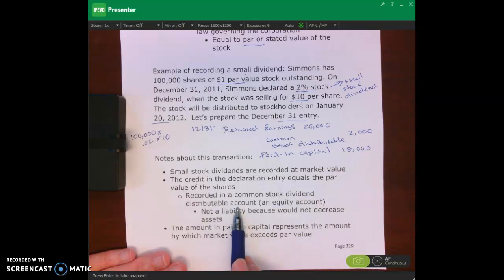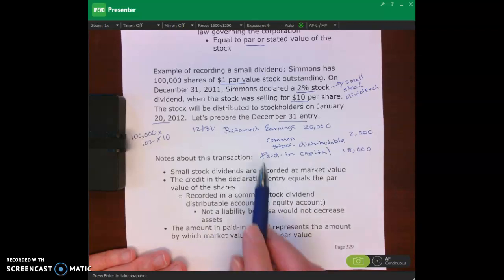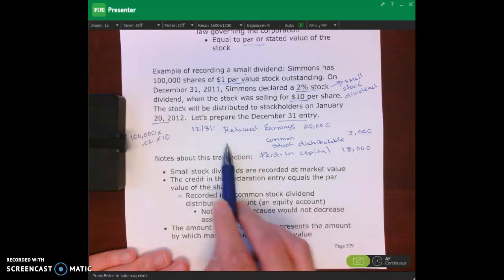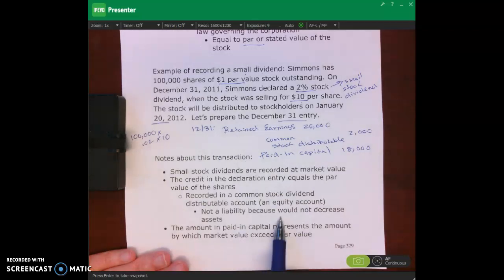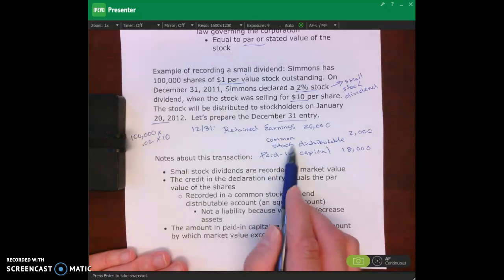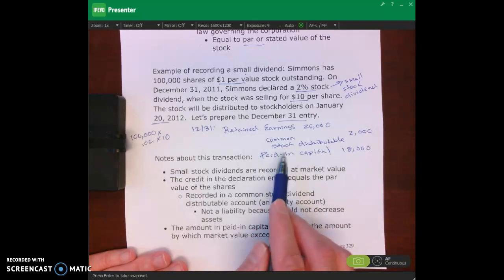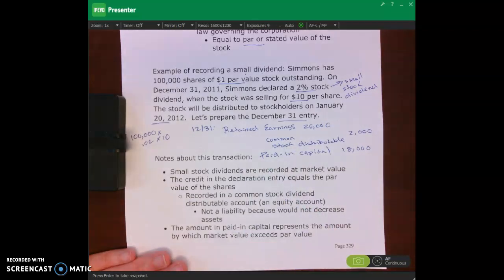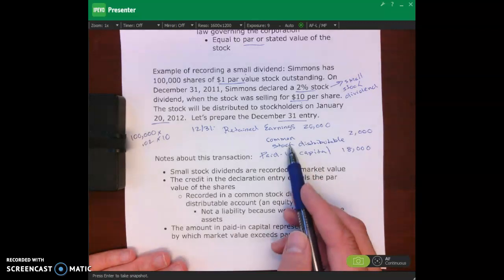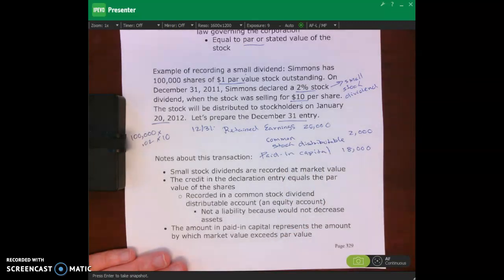This common stock dividend distributable account is an equity account. It's a temporary equity account that we use for the date of declaration. It's not a liability. And then on the date of payment, as we saw when I flipped the page over, I debited this and then I credited common stock.